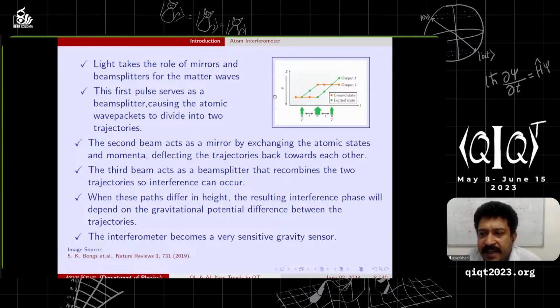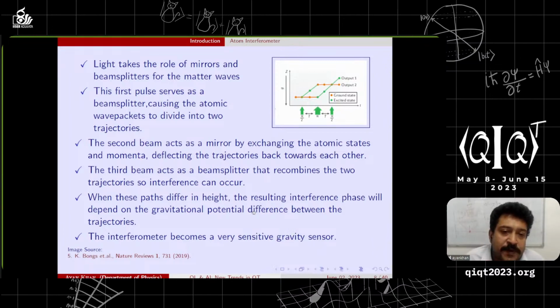Because you know, simply s equals ut plus half ft squared, or half gt squared. So g is there. Now you know g, you know x, you can measure by interference study, you can get the phase, k is the wave number, you know, then from there you can get this g. And this interferometer can now be used as a very sensitive gravity sensor.